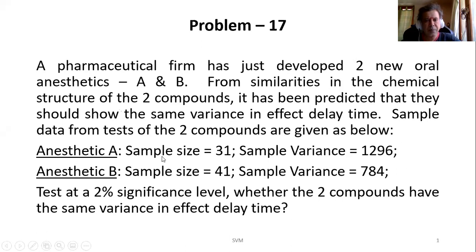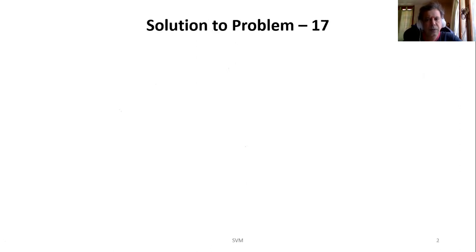Anesthetic A, sample size is 31, sample variance is 1296. Anesthetic B, sample size is 41, sample variance is 784. Test at a 2% significance level whether the two compounds have the same variance in effect delay time. One thing is very clear, that this problem is again related to two population variances.